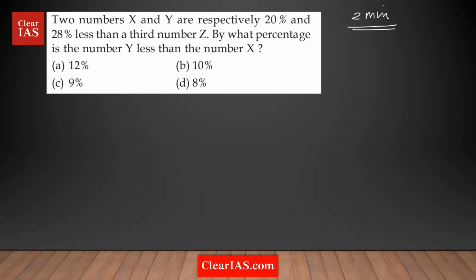So there are three numbers, right? You have X, you have Y, and Z. X and Y are respectively 20% and 28% less than the number Z. So I can say that X is nothing but 20% less than Z. So can I write it as 80% of Z? All of you agree? 80% of Z. And Y is 28% less, which means what? 100 minus 28 is equal to 72% of Z.